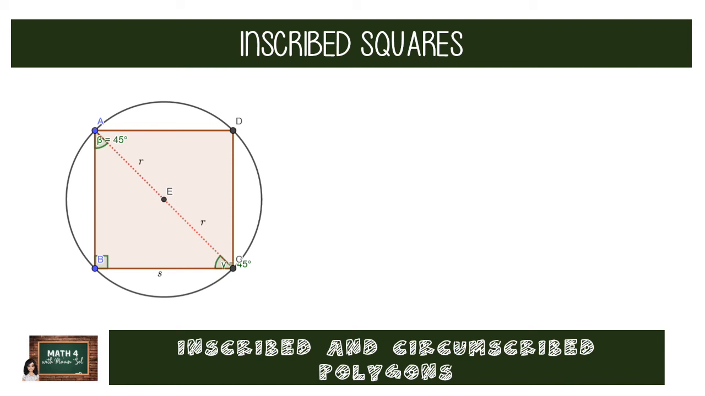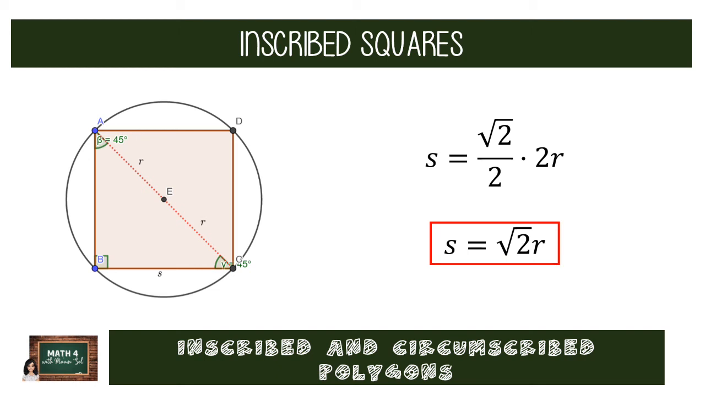In such a triangle, we know that the side opposite the 45-degree angle is equal to square root of 2 over 2 times the hypotenuse, which is in this case the diameter 2r. This brings us to the equation s is equal to the square root of 2 over 2 times 2r, which when simplified further becomes s equals square root of 2 times r. Thus, the side of the inscribed square is equal to the square root of 2 times the radius r.